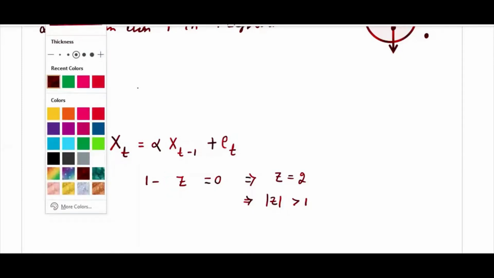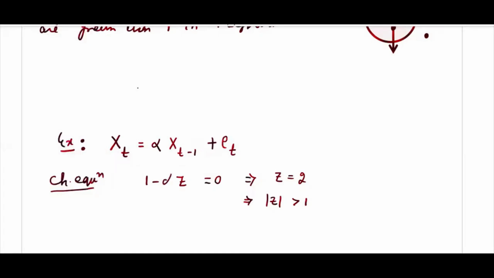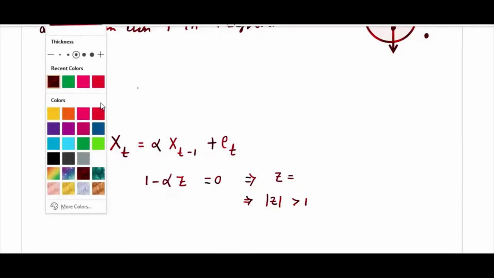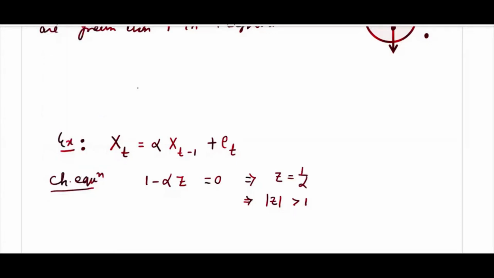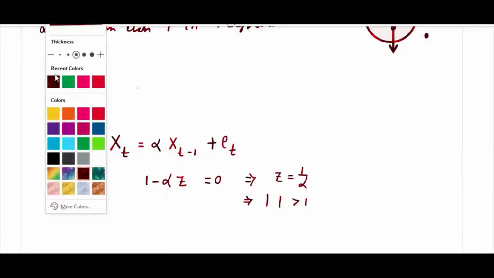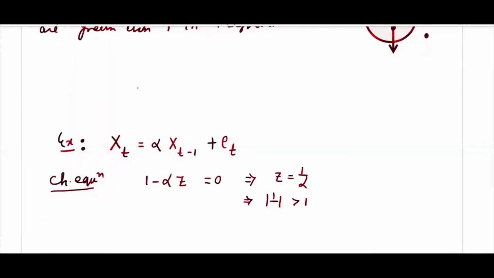We had a derivation last time for this one, and this will be 1 upon alpha, and 1 upon alpha is always greater than 1. See, we're not seeing the coefficient, we're finding the roots, solving the equation. This is always greater than 1 because we consider |alpha| less than 1. When |alpha| is less than 1, we already used, we thought that this will be stationary. This is what we used last time, this is stationary.